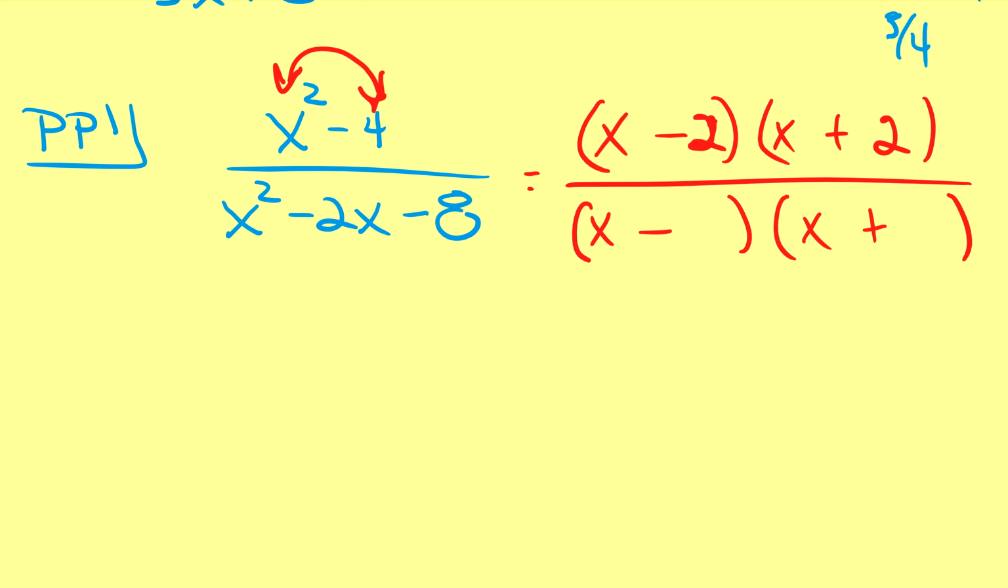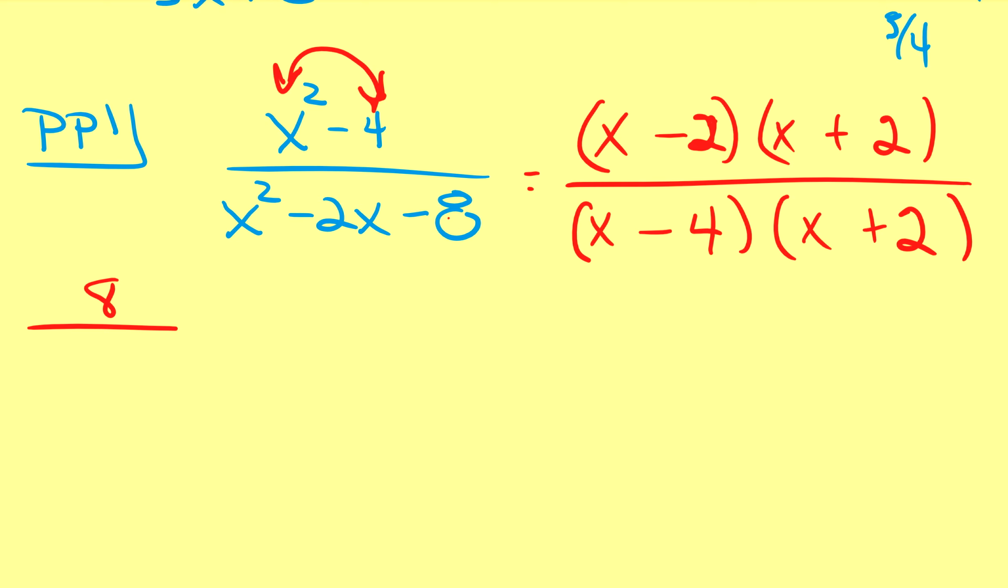All right, then I need numbers for 8 that will leave me with a difference of 2. And I believe I'm going to have 4 and 2. So 4 goes here, and 2 goes here. All right, that will give me my negative 8, since negative 4 times 2 is negative 8.